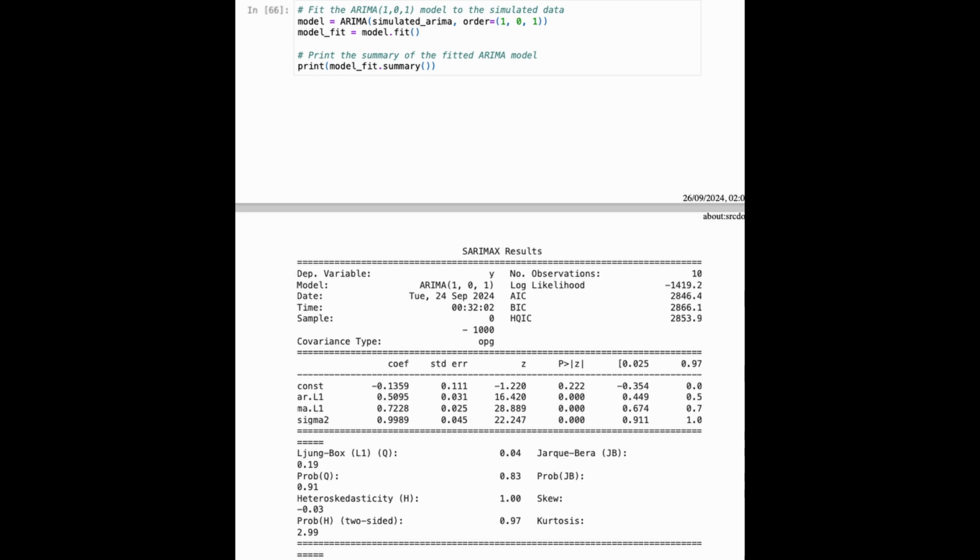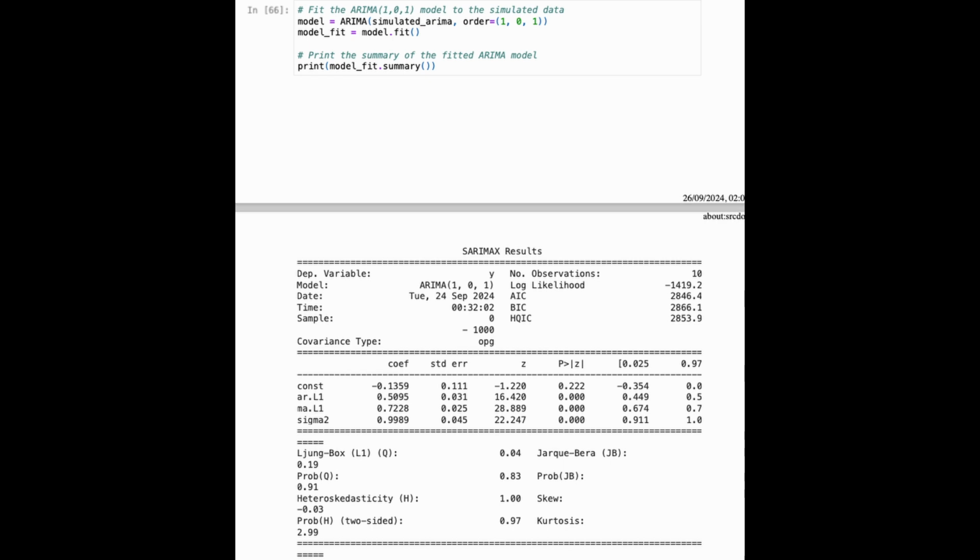Finally, we have the Hannan-Quinn information criterion. The value here is 2853.942. This criterion strikes a balance between AIC and BIC, offering a different perspective on model complexity.